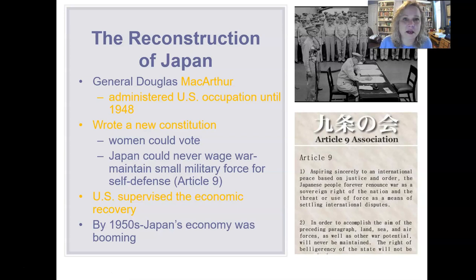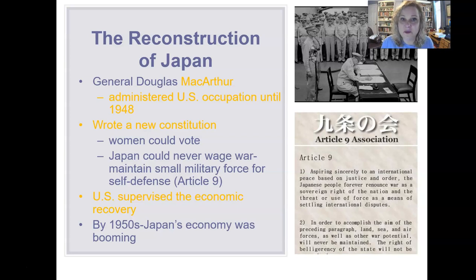So Japan itself, after World War II, was occupied by the United States. Douglas MacArthur, he's going to be important in a little bit too. He was the commanding leader behind the Pacific Front during World War II, and he will become in charge of the occupation of Japan.